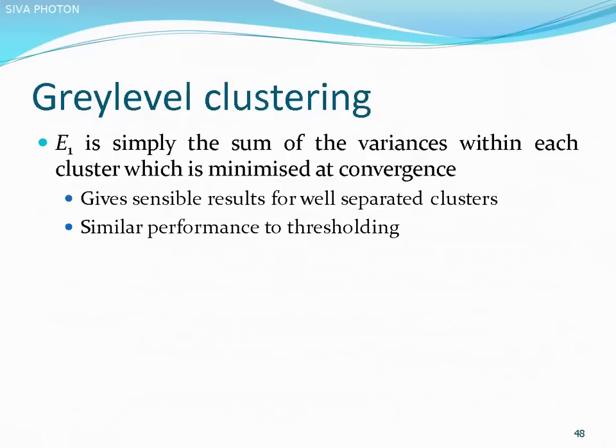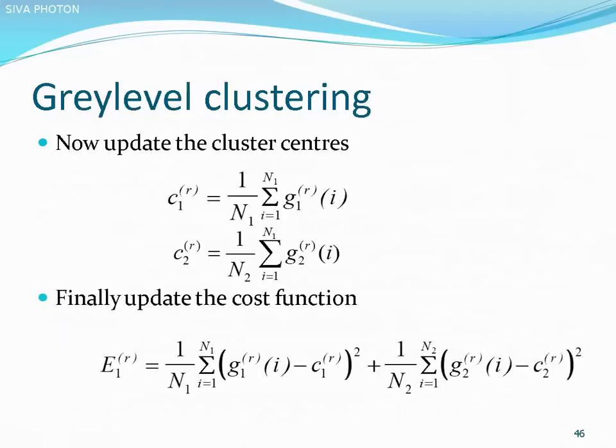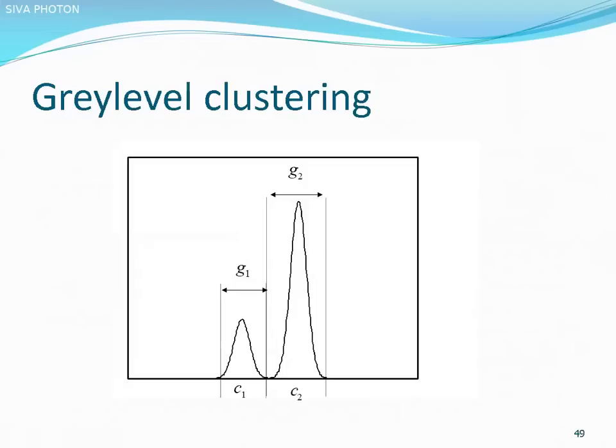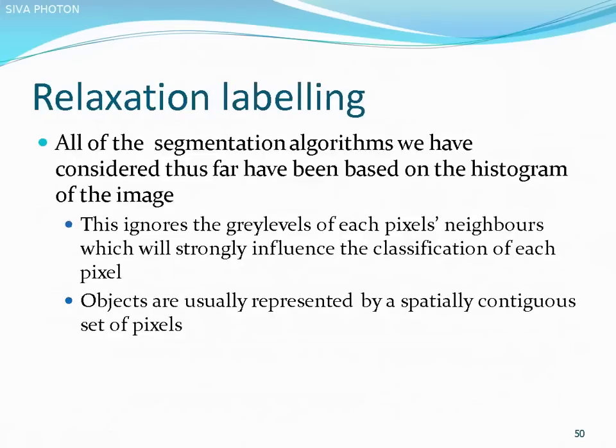So E1 is nothing but the sum of the variance of each cluster, C1 and C2. Here you can see two groups, object and background. Two cluster centers are there, and the two groups are sub-partitioned into G1 and G2. All the segmentation algorithms we have considered thus far have been on the histogram of the image. So you can see all the examples we have seen are based upon the histogram of the image.